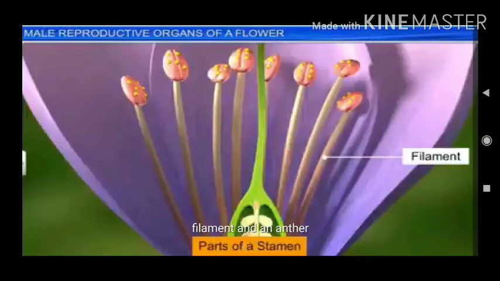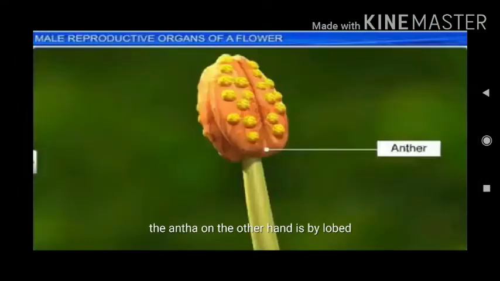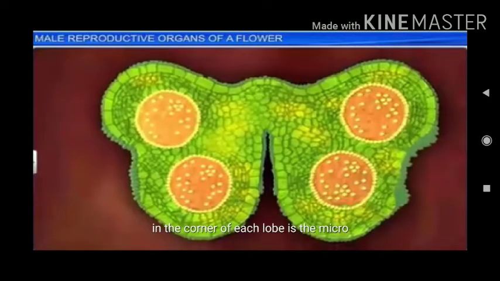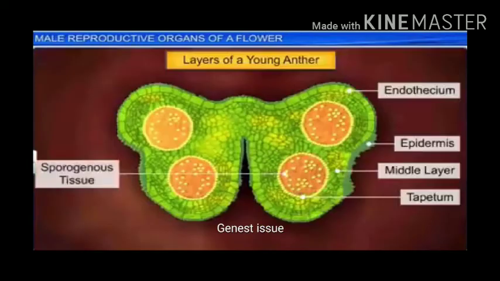Androecium consists of two parts, the filament and the anther. Anther is the main reproductive part of the androecium. When we take the transverse section of the anther, we see such a structure. It shows four layers. Number one is the epidermis, number two is the endothecium, number three is the middle layer, and number four is the tapetum. Inside the tapetum, there is the presence of sporogenous tissue.